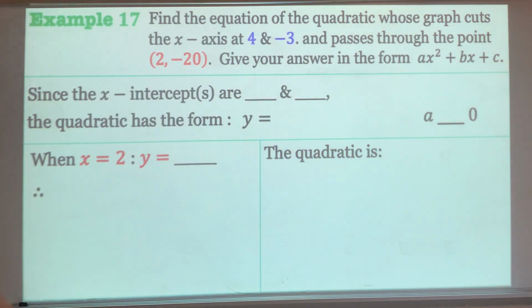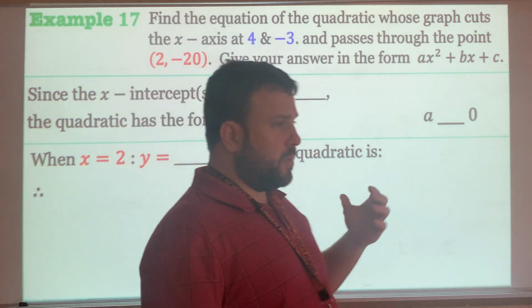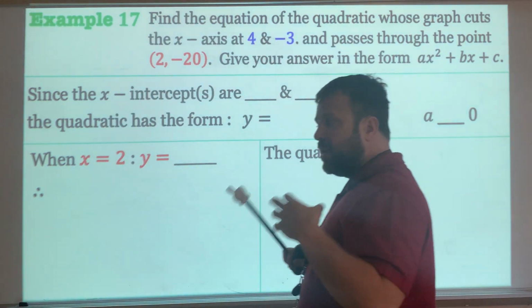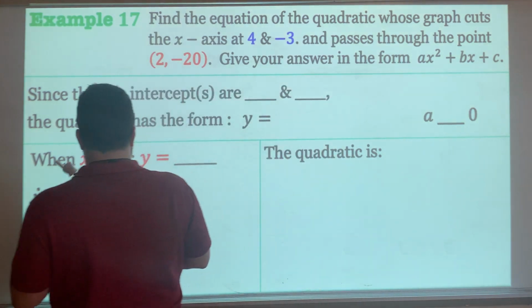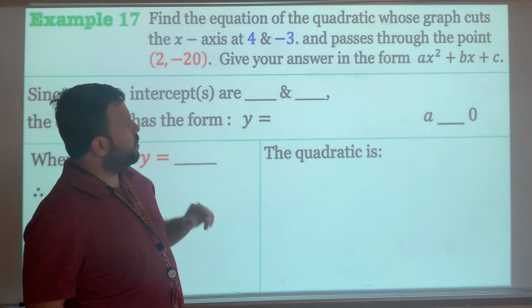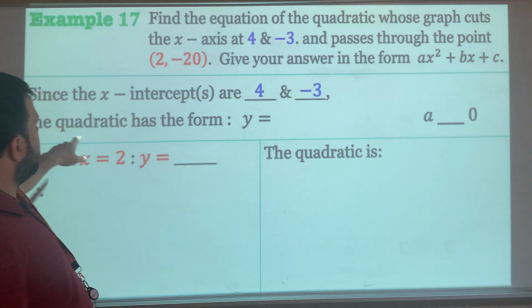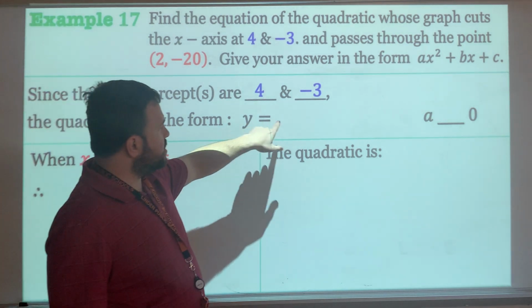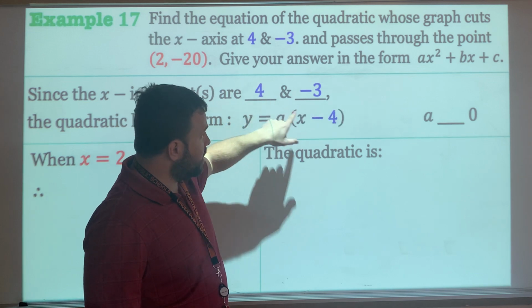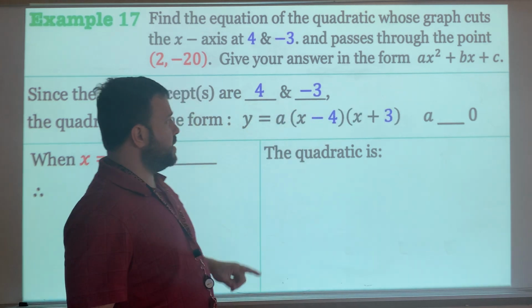So the first thing, we're going to use the x-intercepts to come up with the base equation with everything but a. And then we're going to use the 2, negative 20 to find our a. So why don't you give it a try real quick. All right, since the x-intercepts are 4 and negative 3, the quadratic has the form y equals, remember, a, x minus 4, x plus 3.